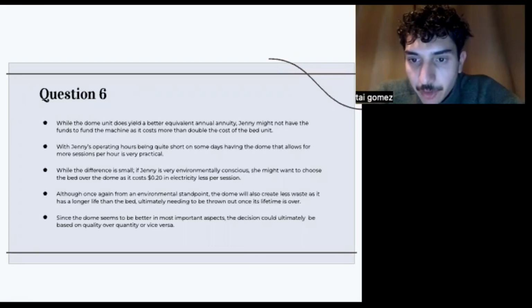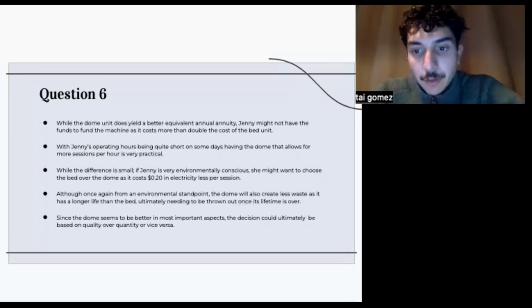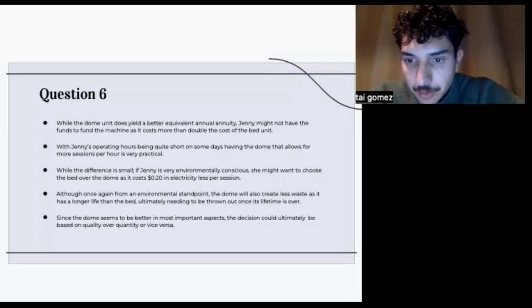The next one is, with Jenny's operating hours being quite short on some days, having the dome that allows for more sessions per hour is extremely practical. Next one is, while the difference is small, if Jenny is environmentally conscious, she might want to choose the bed over the dome as it costs 20 cents less in electricity per session.